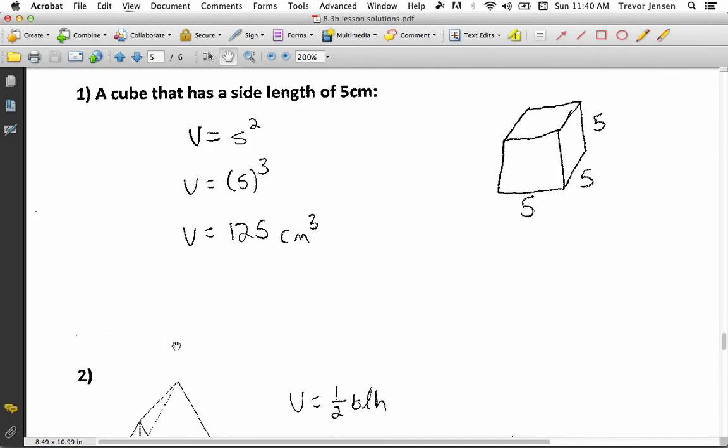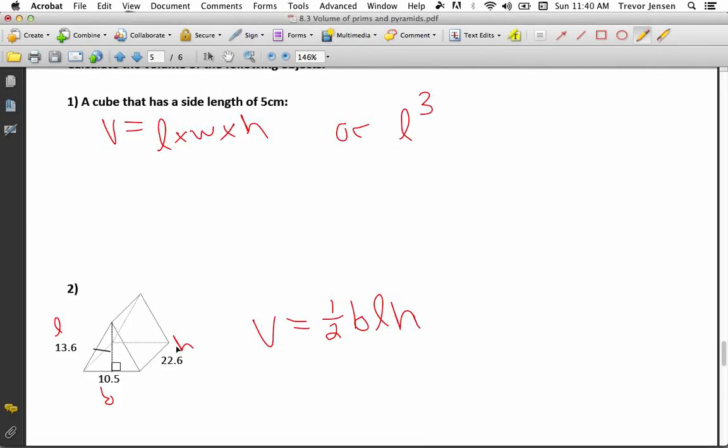For A, for number 1, you should have 125 centimeters cubed, because we know to find the volume of a cube, you have to do length times width times height, but because they're all the same, it's really just length times length times length, which is length cubed. So that means 5 cubed, that means 5 times 5 times 5, which is 125, and we're in centimeters, so centimeters cubed.